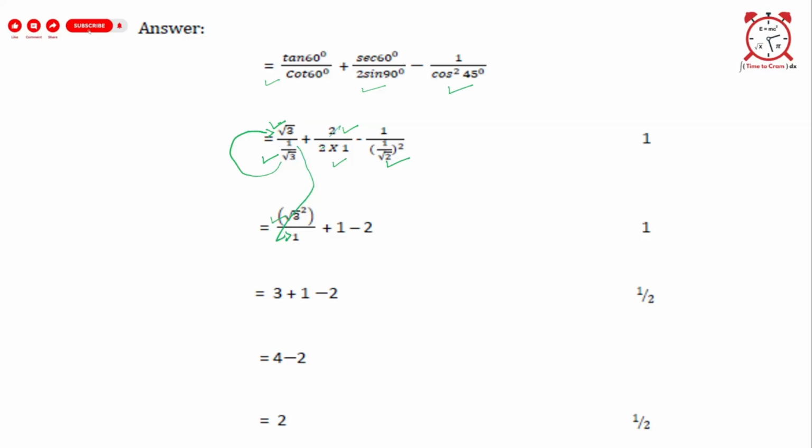Here 2 to cut, so 1 by 1 is 1. Here 1 square is 1, this means simplification is 1 upon 2, and this 2 will go in the numerator, so minus 2. So 3 plus 1 minus 2 equal to 2. So here also you can see that the first two steps have 1 mark, then half and half marks. Let's go for the next question.